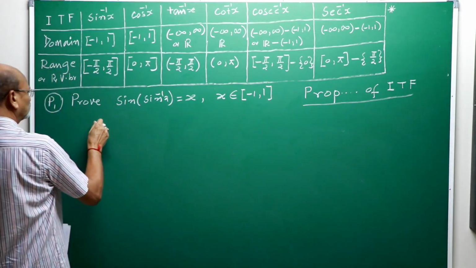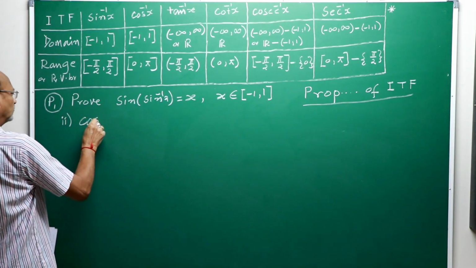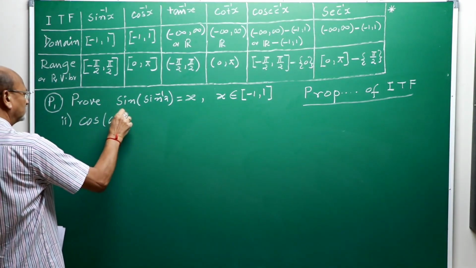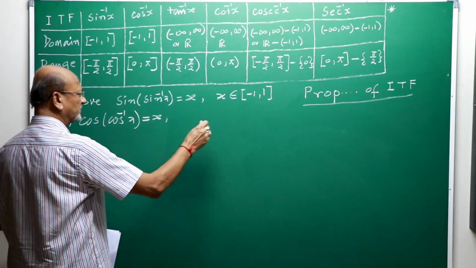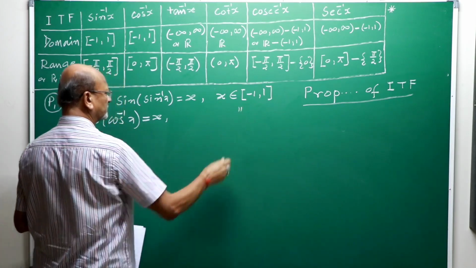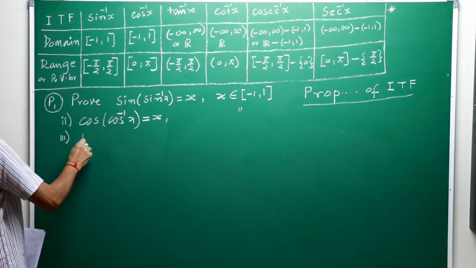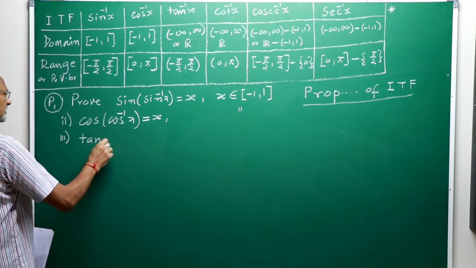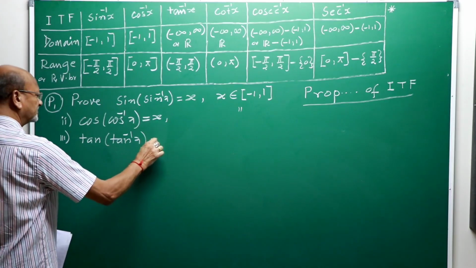Second, cos of cos inverse x equal to x, for all x in its domain. Third one, tan of tan inverse x. Tan of tan inverse x is x itself.